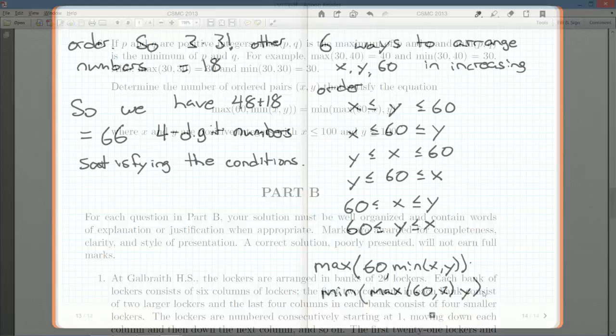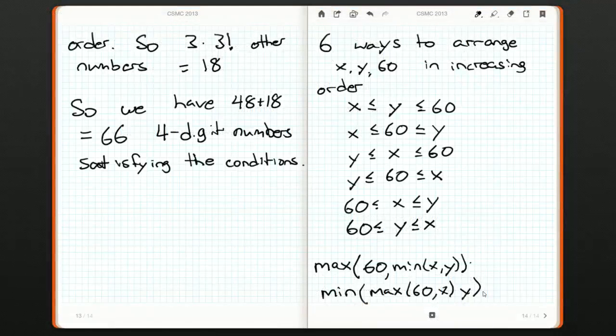Okay. So what we can do is, for each of these 6 cases, we can figure out, so like case 1, the min of x and y is going to be x. And then the max of 60 and x is going to be 60. So for the first case, if this first formula works out to be 60, does this bottom one also work out to be 60? We can have a little chart.